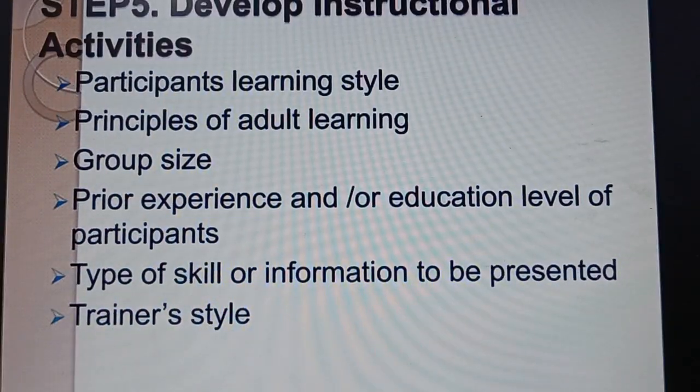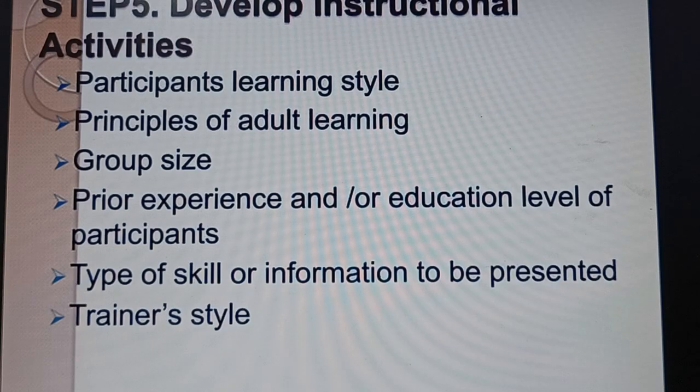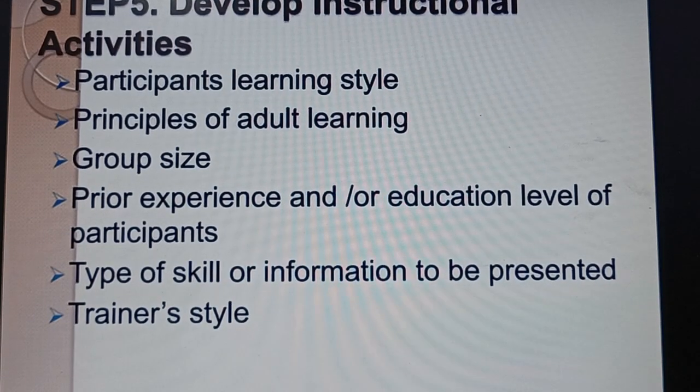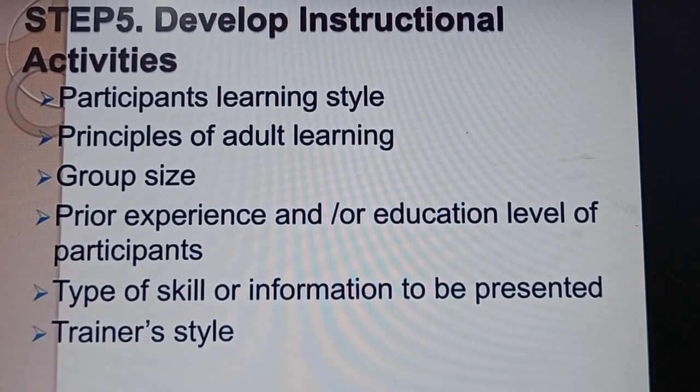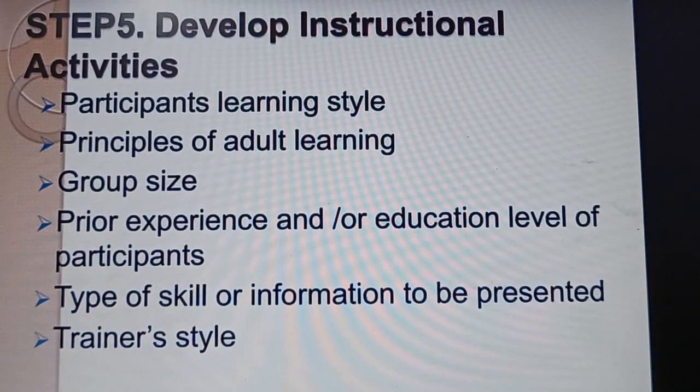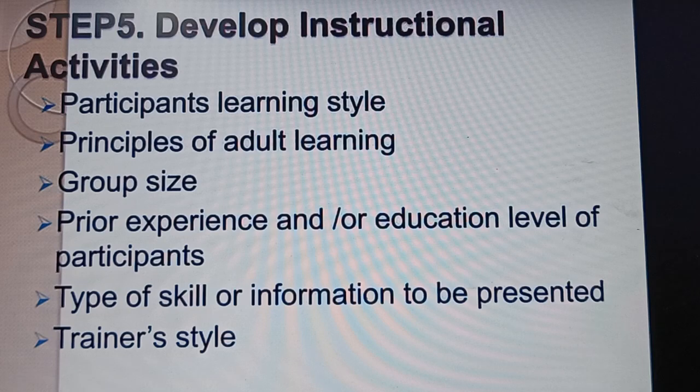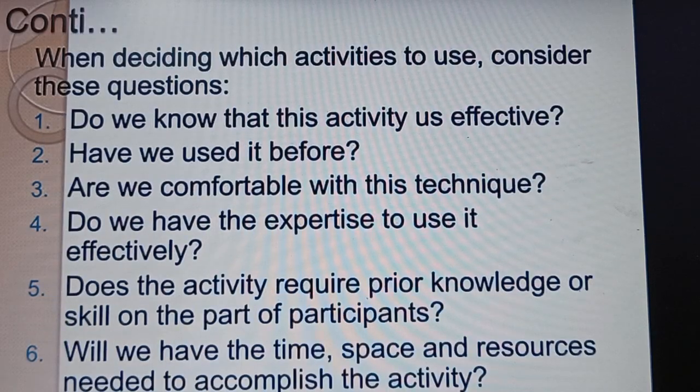Now step 5 is to develop instructional activities. In that, consider participants' learning style, then principles of adult learning, then group size, after that prior experience and or education level of participants, then type of skill or information to be presented, then trainer style. Continuously, when deciding which activities to use, consider these questions. Do we know that this activity is effective? Have we used it before?